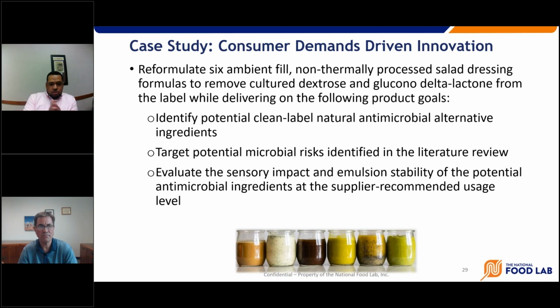The general goal was basically to identify potential ingredients that we could use as an alternative and start sourcing them. Also, we did a small literature review to determine the target microorganisms of importance and the levels we needed to use for the challenge study further down the line. And we needed to evaluate the sensory impact of these ingredients in the formulation. So we made the products with the recommended use levels from the suppliers, and we verified whether they were compatible with the flavor profile and the label before we sent them for a challenge study.